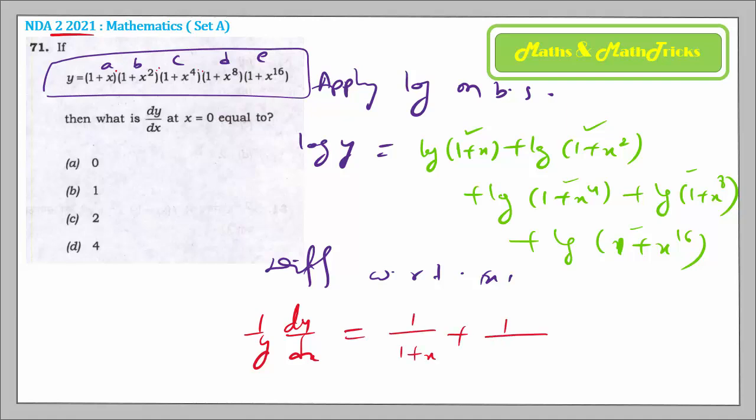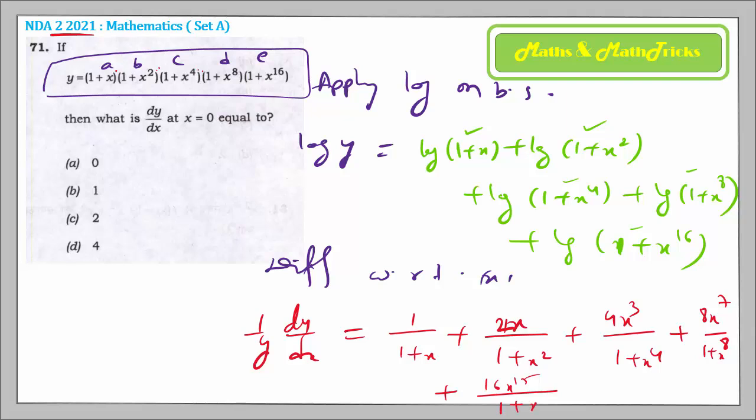Log of 1 plus x square will give 1 upon 1 plus x square into the derivative of 1 plus x square, so 2x in the numerator. Following this rule, you will get 4x cubed by 1 plus x to the power 4. Then you have 8x to the power 7 by 1 plus x to the power 8. And the last term, 16x to the power 15 by 1 plus x to the power 16.